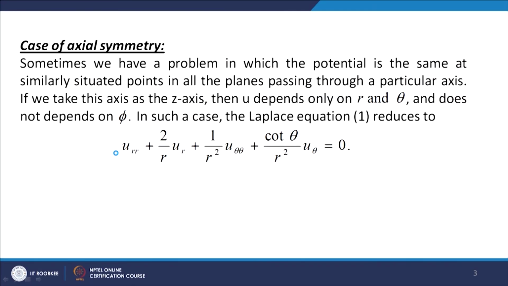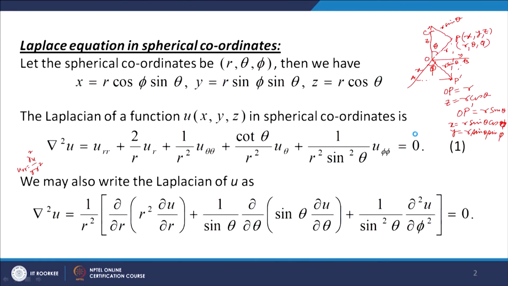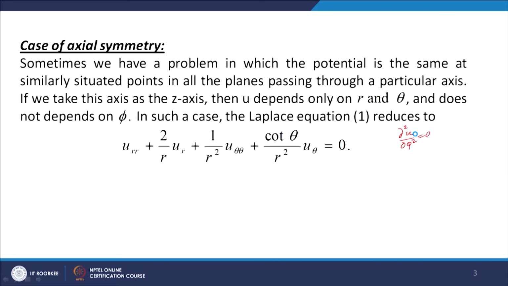Now, we will come across several problems where the potential will be the same at similarly situated points in all the planes passing through a particular axis. So, if you take that axis as the z axis, then u will depend only on r and theta, it will not depend on phi. So, in such a case the second order partial derivative of u with respect to phi will be 0, and therefore, Laplace equation 1 will reduce to u r r plus 2 over r u r plus 1 over r square u theta theta plus cot theta over r square u theta equal to 0. So, we will have this equation.